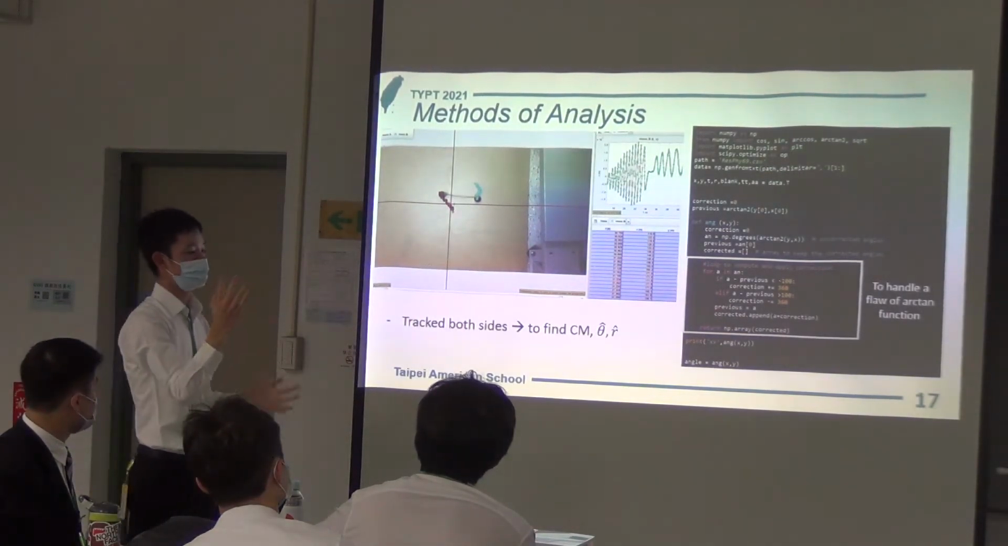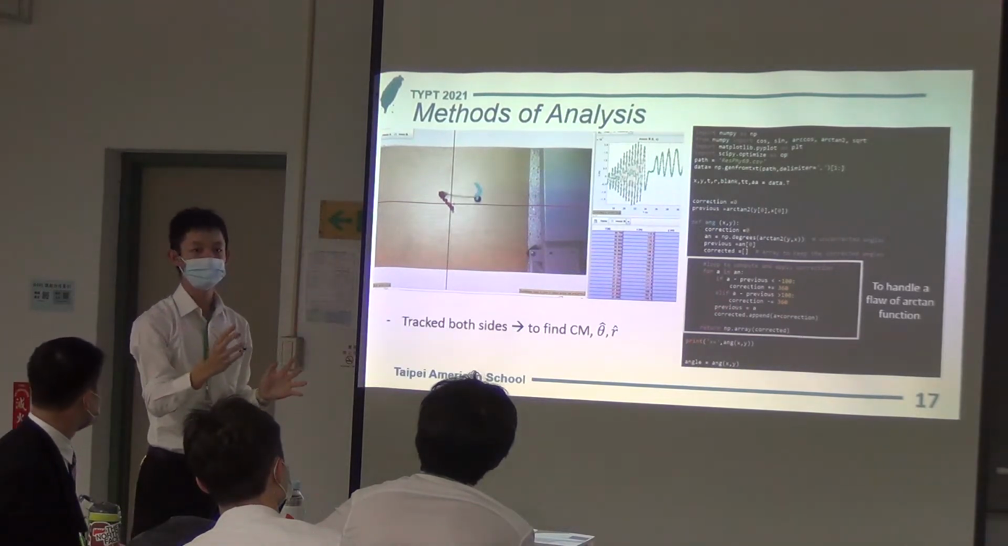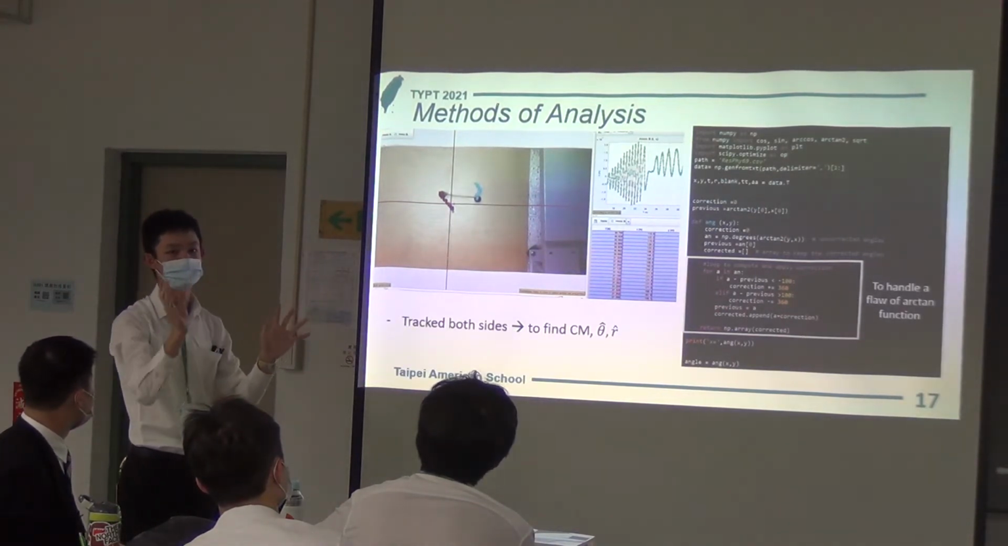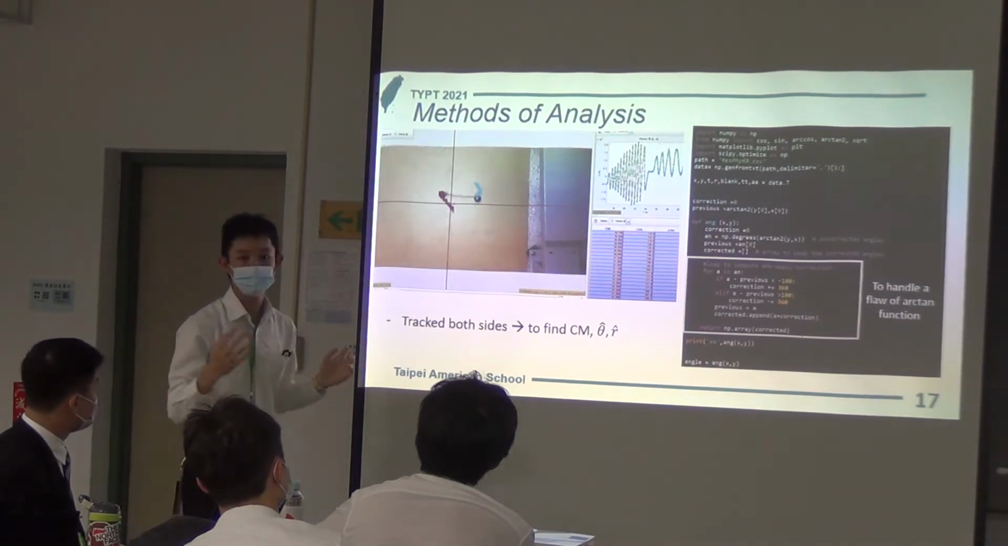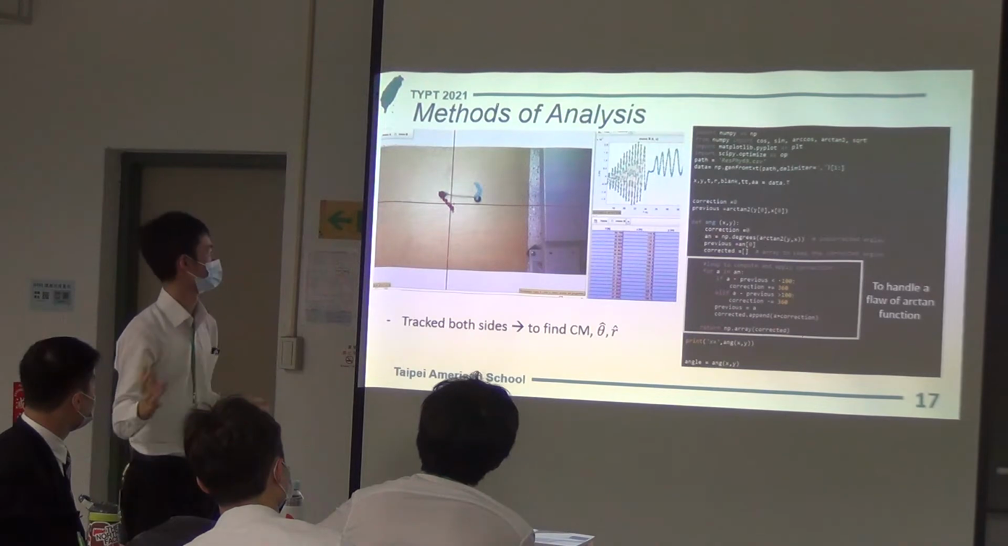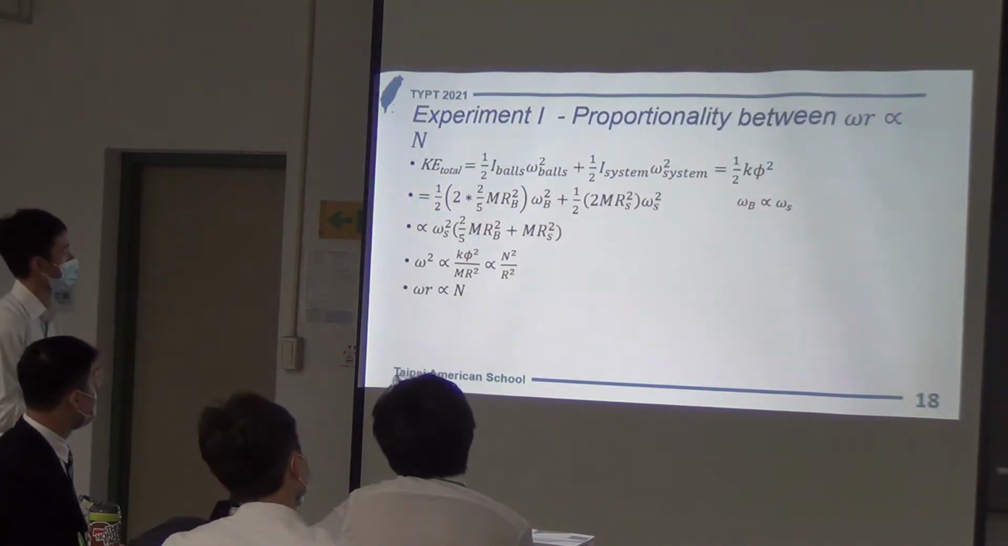But the problem with the arctan function is that after every 360 degrees, it resets to 0. So our graph will basically shift down every 360 degrees. So we had to build our custom Python function to add that 360 degrees every time it goes a full turn. So our first experiment involved verifying the proportionality between omega r and n.